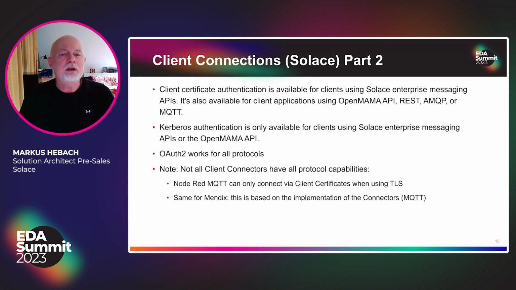So also some client connection information. If you look at different protocols, then client certificates are basically for all enterprise messaging such as SMF and so on, and JMS also counts as an enterprise messaging API. It's also available for the OpenMama API, for REST, AMQP, or MQTT. So certificates are really almost everywhere. Kerberos is only available for the JMS and SMF APIs and OpenMama. OAuth works through the board for every protocol.